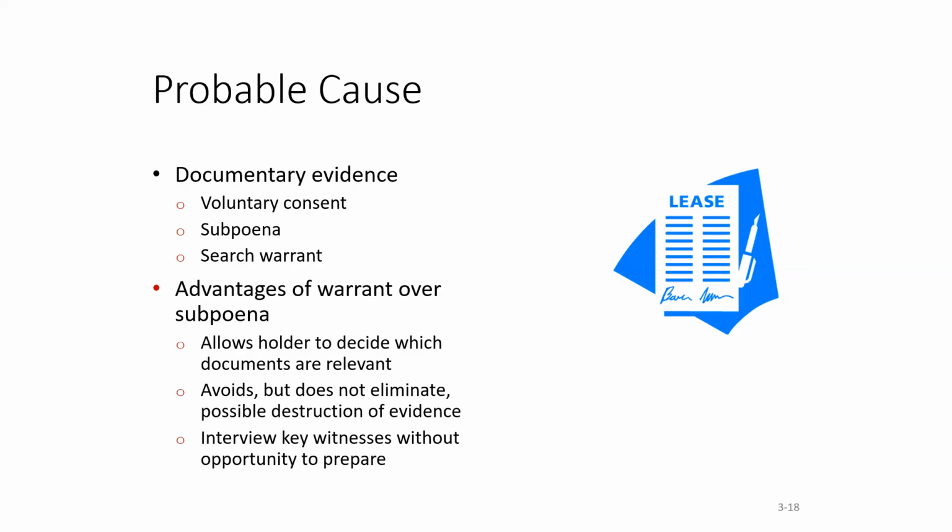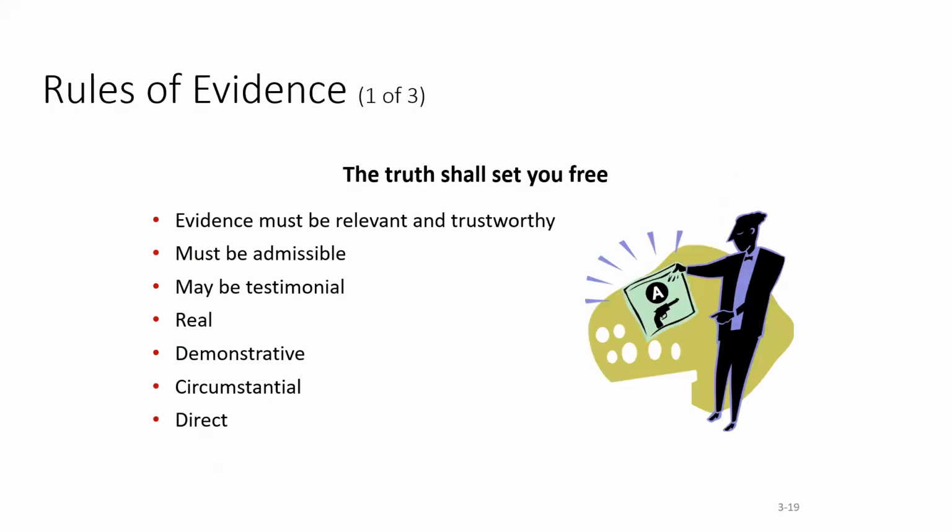Avoids but does not eliminate the possible destruction of evidence. So you get the subpoena, you have time to destroy evidence before you turn it over. You get a search warrant, you don't have any of that time. They're coming in and they're going to get stuff. Interview key witnesses without opportunity to prepare. If you have a warrant, they don't have the opportunity to prepare. You can just interview them right there. If you have a subpoena, that gives them some time to prepare for those interviews.